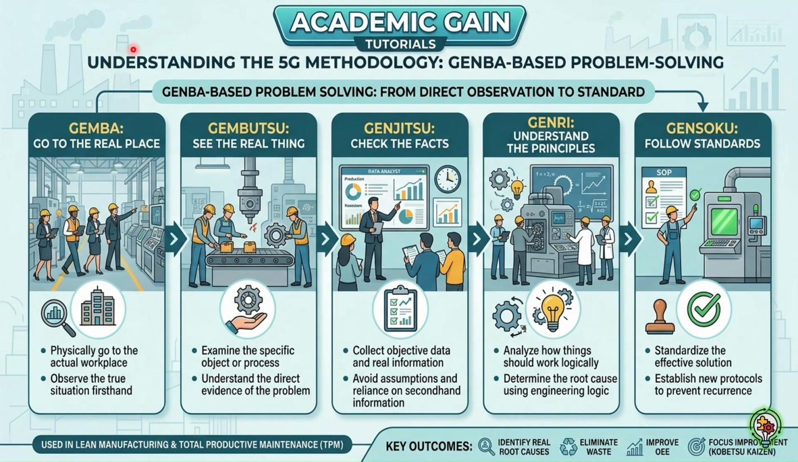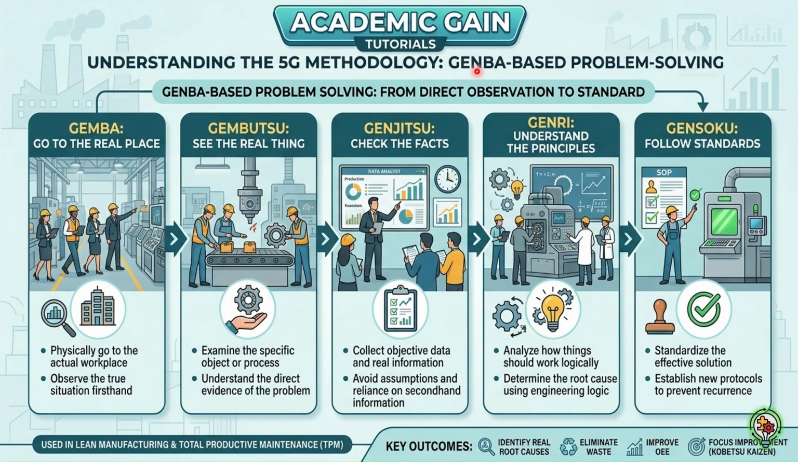In this video, we are going to understand one of the most practical problem-solving approaches used in lean manufacturing and TPM, known as the 5G methodology, also called the Genba-Based Problem Solving approach. Today's manufacturing systems are highly competitive, and small problems like machine breakdowns, defects, or process delays can lead to major losses in productivity, cost, and quality. To solve these issues effectively, organizations use a structured approach called the 5G methodology, which focuses on going to the real place and working with real facts instead of assumptions.